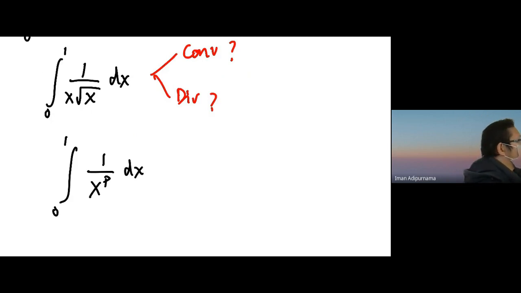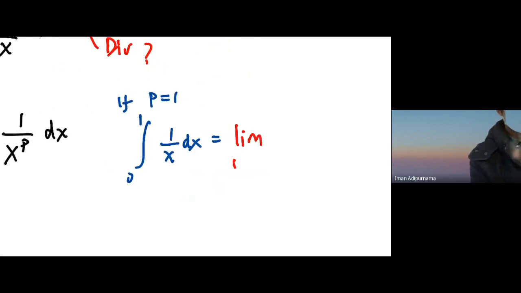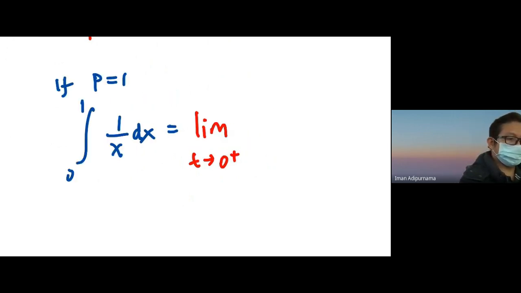Similar to what we did in previous lectures, if p equals 1, we can imagine that this will be the integral from 0 to 1 of 1 over x dx. And because of the zero, if we put it here, there will be a discontinuity at zero. So we can use a limit, with t approaching zero from the right, because the interval is zero to one, so from t to one.